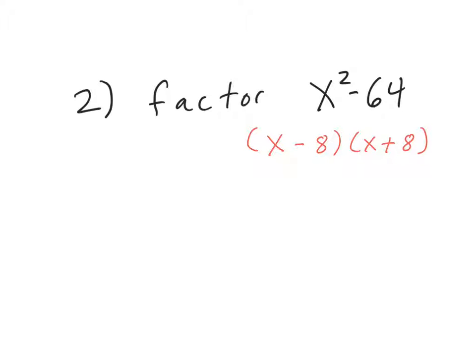And the reason why is when you put those back together, you're going to get x squared minus 8x plus 8x and then minus 64. The part in the middle is just going to cancel each other.